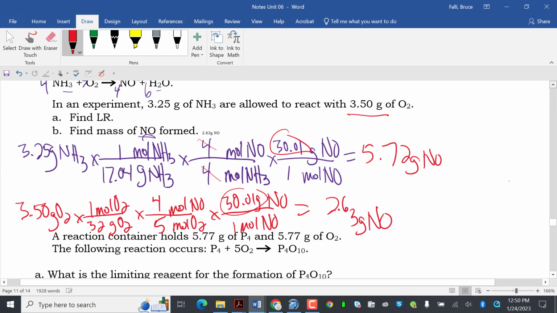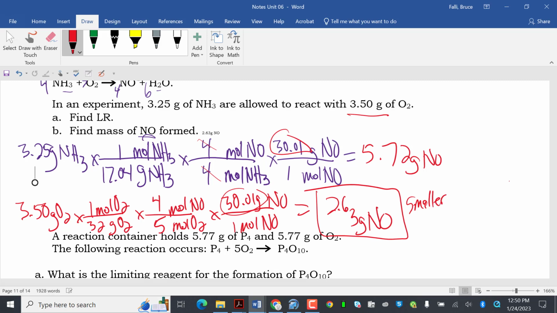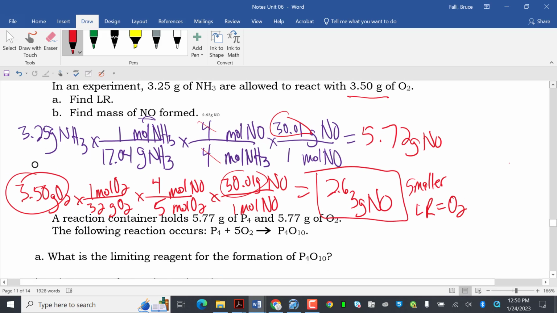So first of all, find the limiting reactant. Oh, that moved a little bit. This is how much I made because it's smaller. The reactant that did that is oxygen. So the limiting reactant is oxygen because it's the reactant that made the smaller amount. And how much was made? The smaller amount. All right. Next one.